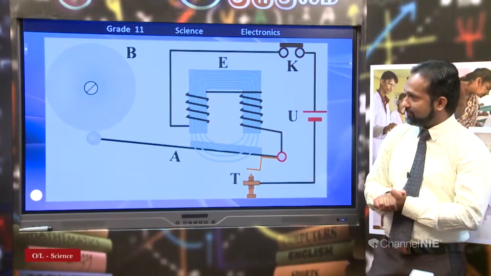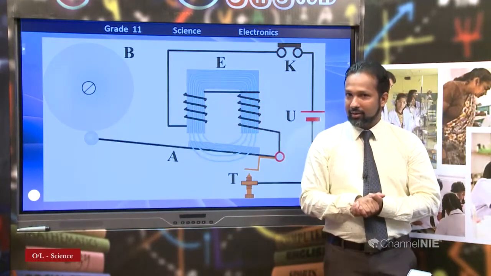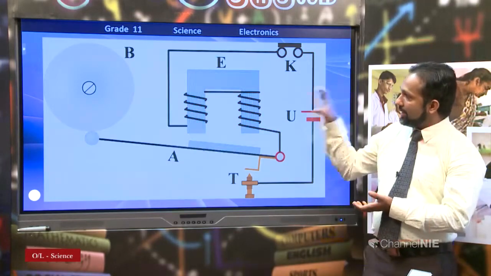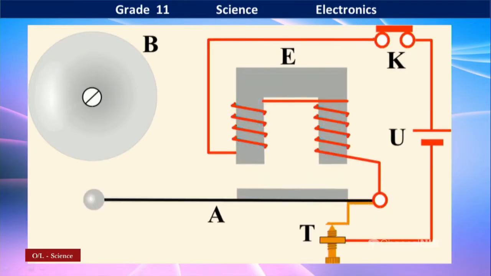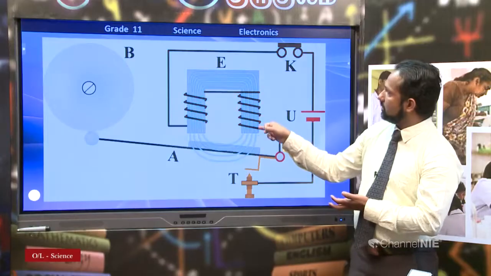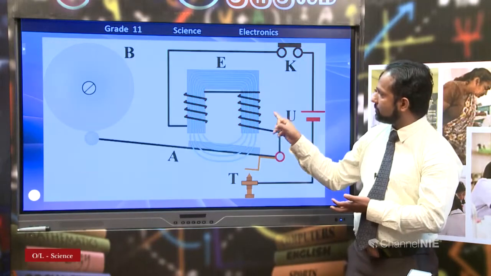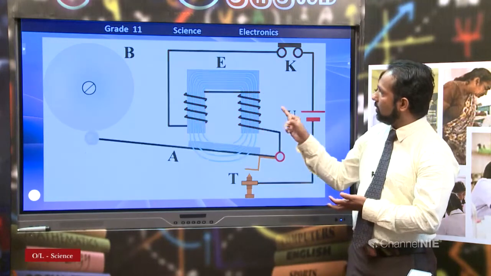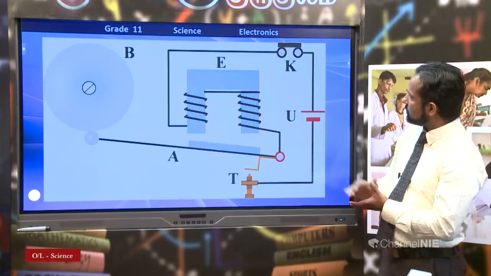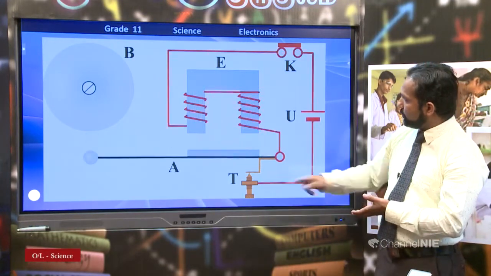What is the structure? Have you seen this model? You have learned this in earlier grades. This illustrates the structure and the function of an electric bell. You know, an electric bell consists of a metal spear, a metal hammer, a soft iron core, a copper coil wound around the soft iron core, and this is the switch. Here, there is a bell push.